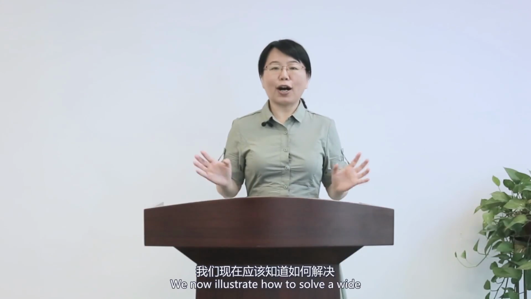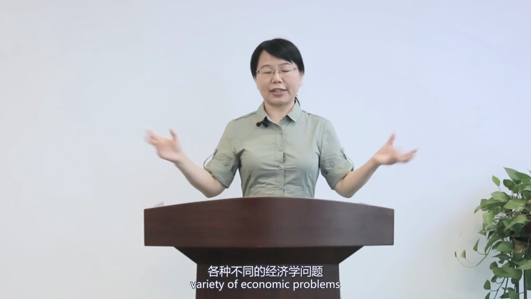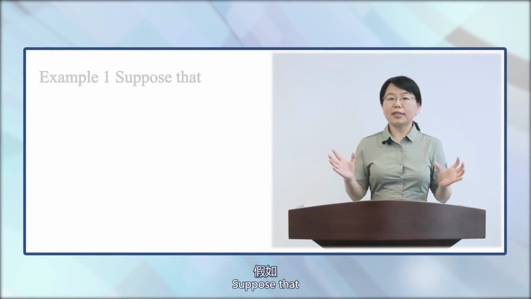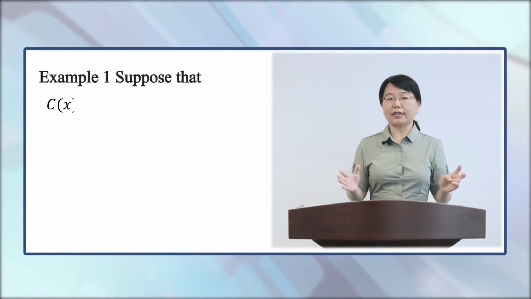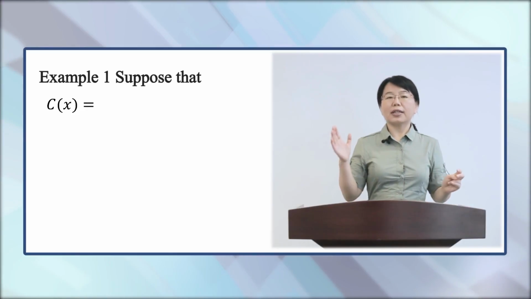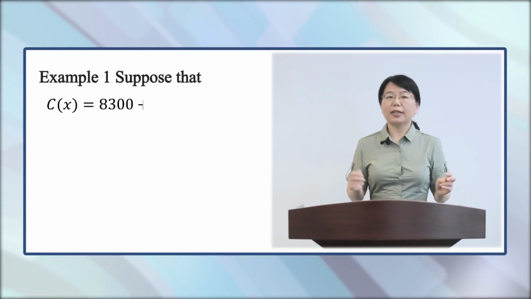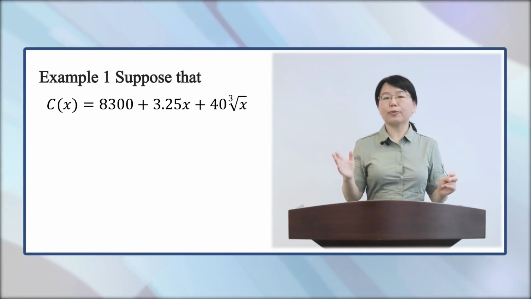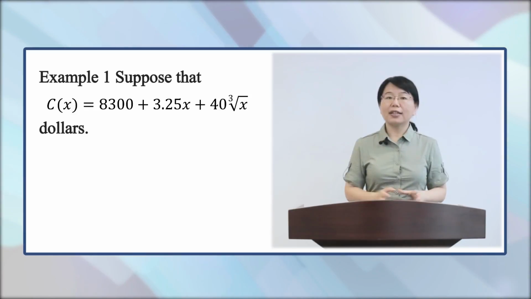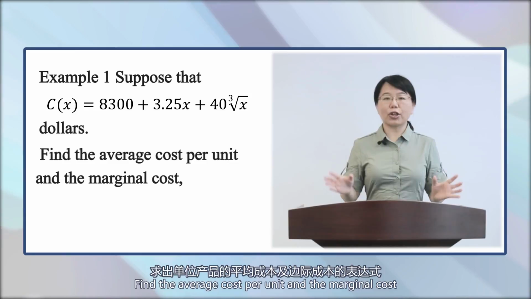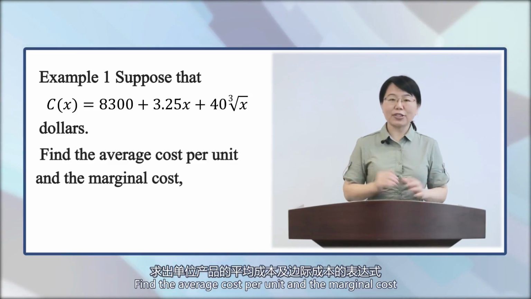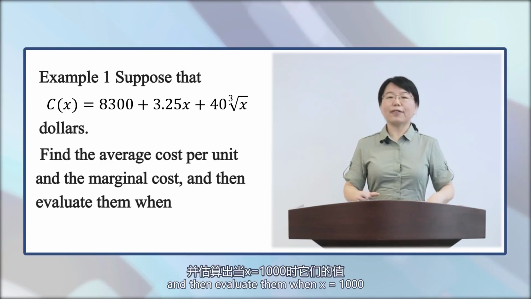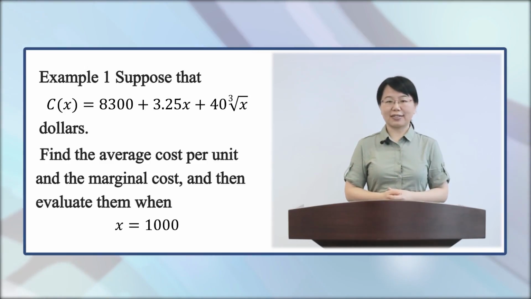We now illustrate how to solve a wide variety of economic problems. Now let's see one example. Suppose that the cost function C of x is equal to 8,300 plus 3.25x plus 40 times the cube root of x dollars. The question is to find the average cost per unit and the marginal cost, and then evaluate them when x is 1,000.